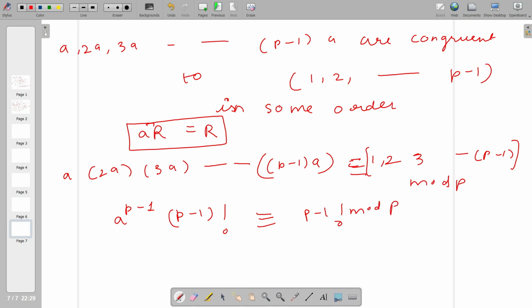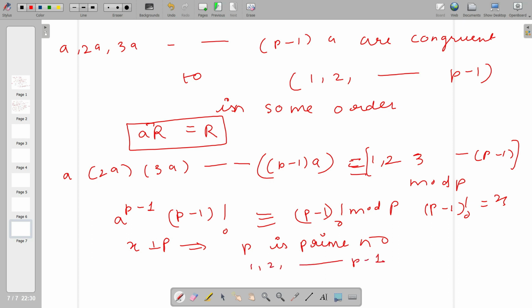So when we write factorial of p minus 1 mod p, let's say this (p minus 1) factorial is equal to a number x, and we say that x is coprime to p because p is a prime number. Why is x coprime to p? Because p is a prime number, this we have in our assumption, and x contains all the numbers which are less than p, like 1, 2 up to p minus 1. So x will be coprime to p.